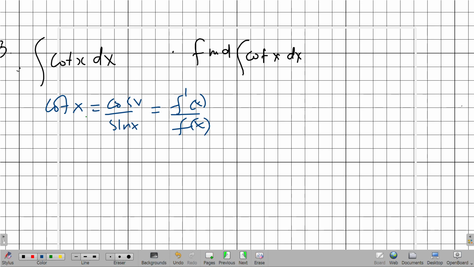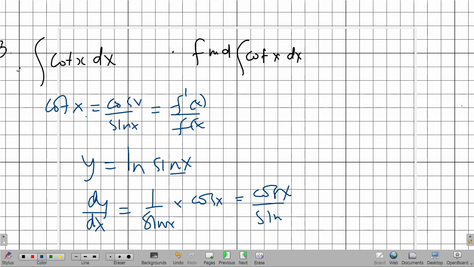And we are expecting that if we say dy over dx, actually, let's say if we just say y is equal to natural log of sine x, what is it that we expect to get? Dy over dx is equal to 1 over sine x times the derivative, which is cos x, which is exactly what we have in this integral, cot x. So the answer here is simply going to be y is equal to natural log of sine x plus c.